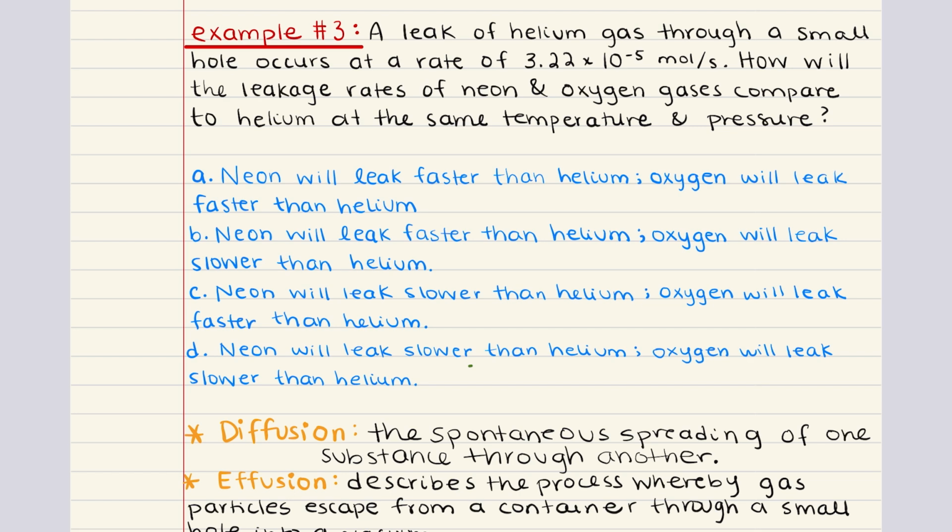Oxygen will leak faster than helium. B says neon will leak faster than helium. Oxygen will leak slower than helium. C says neon will leak slower than helium and oxygen will leak faster than helium. And then D says neon will leak slower than helium and oxygen will leak slower than helium.